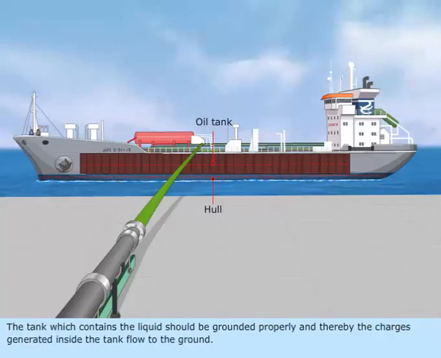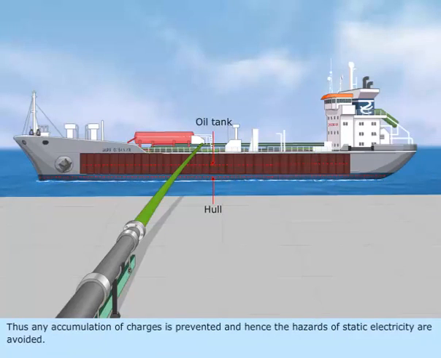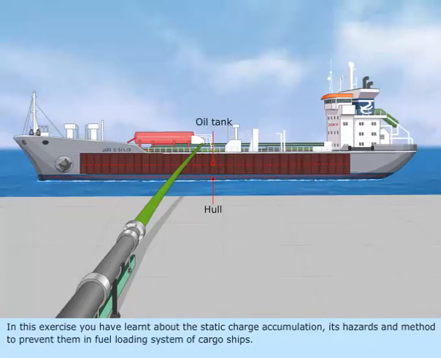The tank which contains the liquid should be grounded properly, and thereby the charges generated inside the tank flow to the ground. Thus, any accumulation of charges is prevented, and hence the hazards of static electricity are avoided. In this exercise, you have learnt about the static charge accumulation, its hazards, and the method to prevent them in the fuel loading system of cargo ships.